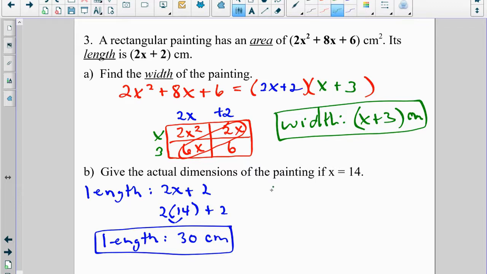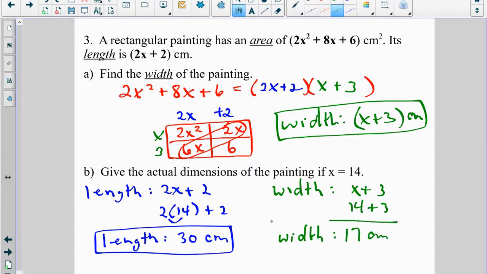All right, next would be the width. I used green up above, try to match here. My width I found to be x plus 3 centimeters. And if x equals 14, I substitute. It's just 14 plus 3, which is 17 centimeters. So the dimensions of my painting here, the rectangular painting, would be 30 by 17. Not bad. Probably a little bit bigger than a sheet of paper.